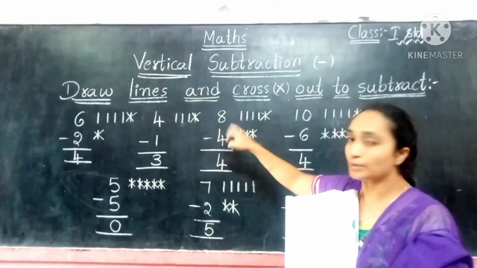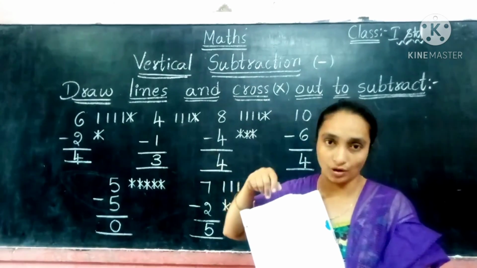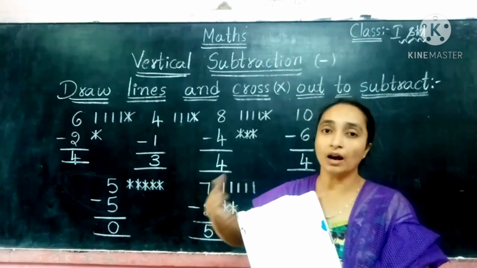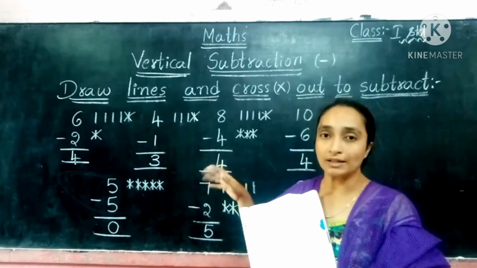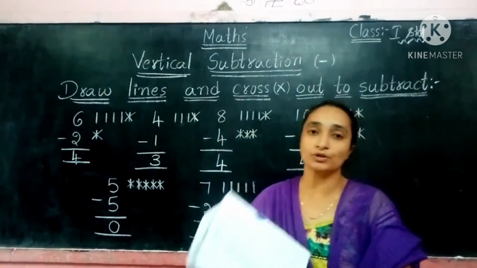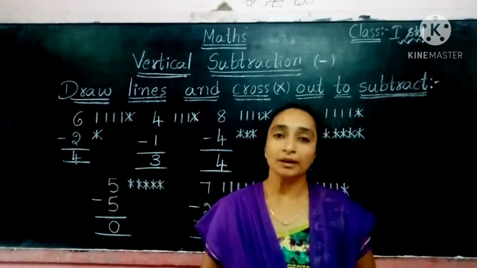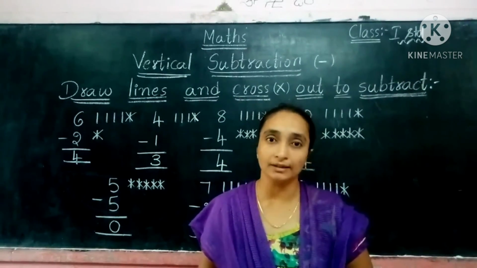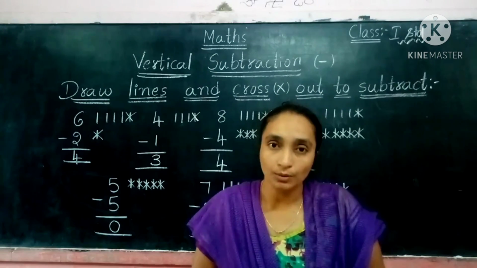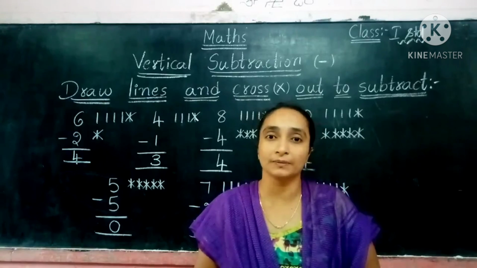How much will be the first number? That many lines you have to draw. And the second number, how much will be there? That many lines you have to cross out. And the remaining lines, the left-over lines, you have to count and write down the answer. So here you can complete in your textbook, children, page number 113. All of you can complete in your textbooks very slowly and neatly, children. So I hope all of you understood vertical subtraction by drawing the lines and crossing out to subtract. Thank you.